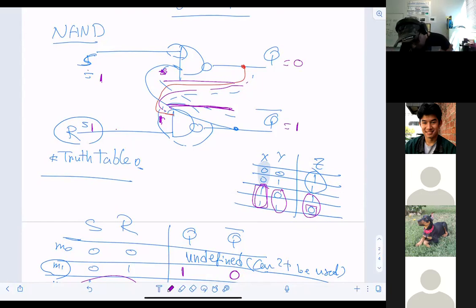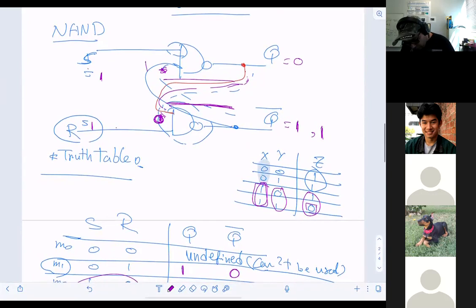So let's see. I have here 1. I have here 0. That 0 will go here, right? So the 0 and 1, what will the output be? 1. It will be 1. And that 1 will go here, right? 1 and 1, the output will be what? 0. 0.